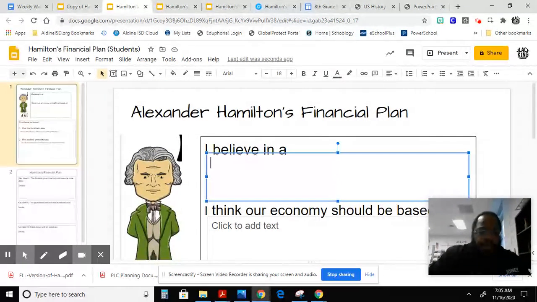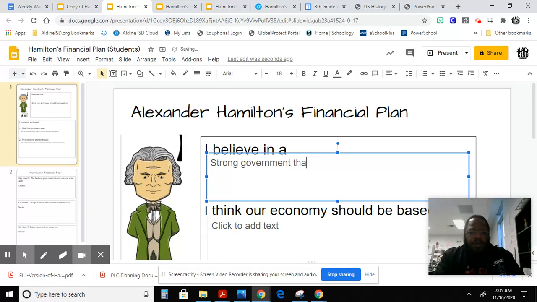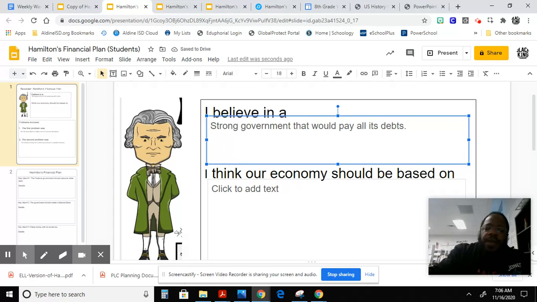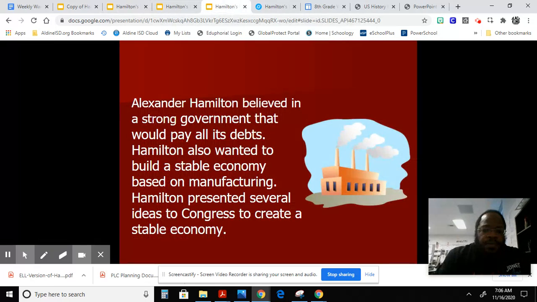So let's go back to that box. A strong government that would pay all its debts. He believed in a government that would pay all of its debt. And what kind of economy did he want? He wanted an economy based on manufacturing.